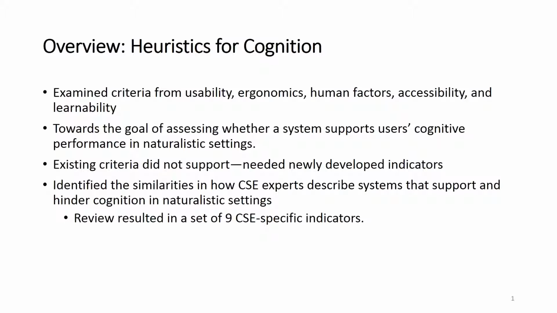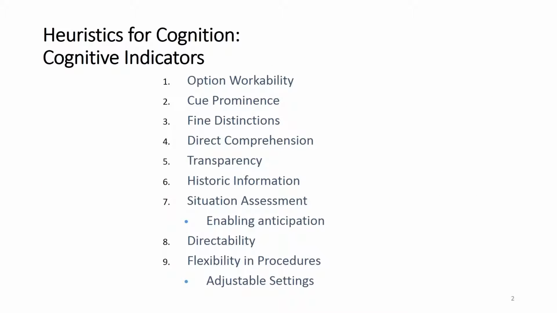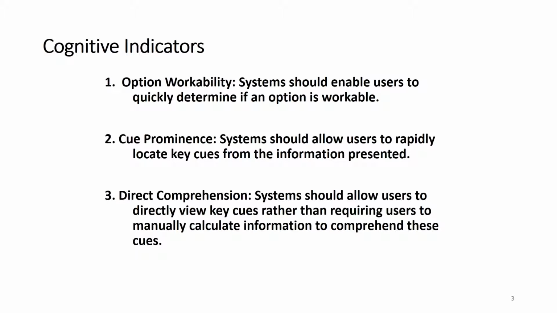So let's get into them. This is just an overview. There's nine heuristics in all that were developed, and we'll talk about most of them here. Option workability, I'm not going to spend a whole lot of time on. I think some of that's pretty self-explanatory. But I think the key word here is workability, right?